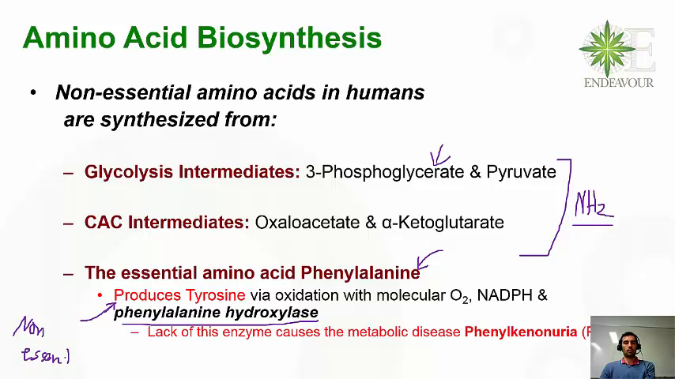However, there is a defect that some individuals have where they have a lack of the phenylalanine hydroxylase enzyme, and that actually gives them the genetic disease called phenylketonuria, which we can call PKU.